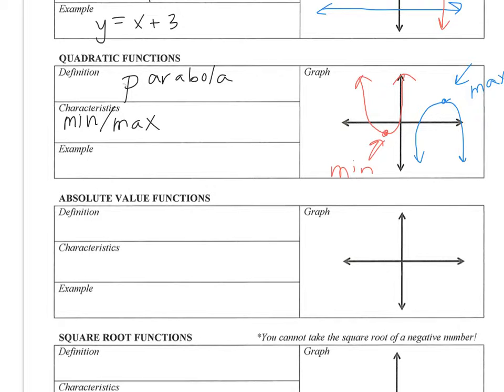So an example of a function that looks like a parabola is y equals 5x squared. You can tell a function is a parabola because of the x squared value. Now this parabola has an a value, this is called the a value, or coefficient of x squared, that's positive, therefore it's going to open up and have a minimum value.